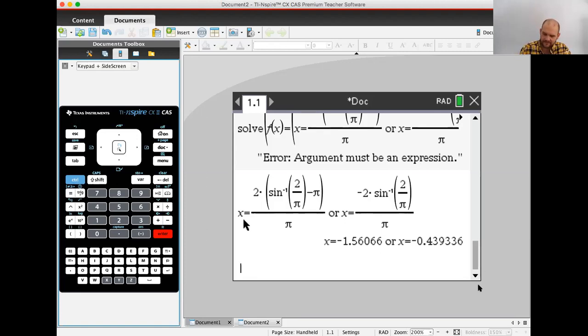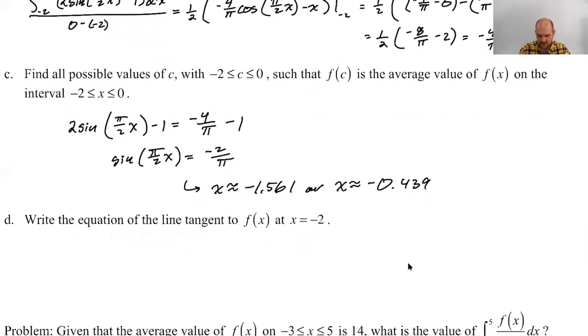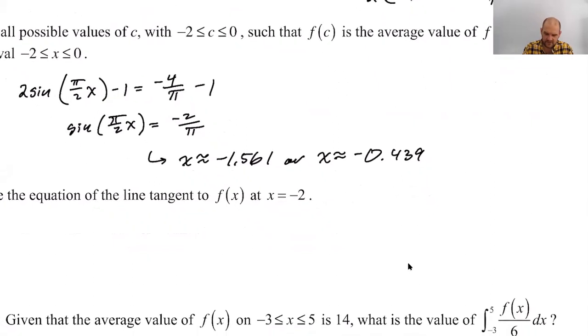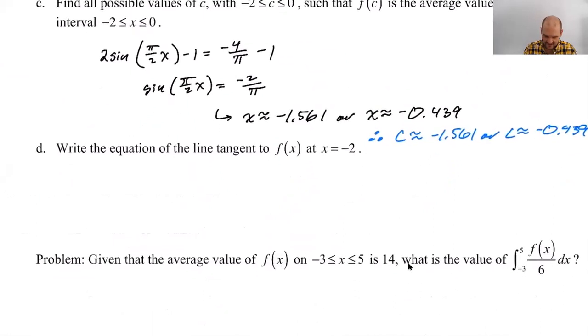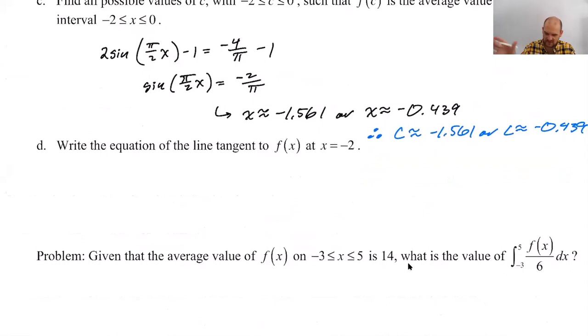Unless somebody's really a jerk when they're grading you, I don't think you're going to lose points for that. But technically, therefore, c is approximately -1.561 or -0.439. Because sometimes I am the guy who is the jerk, right? So don't leave it up to the person who's grading it, if you're supposed to solve for c, even though x is obviously the value that you meant.